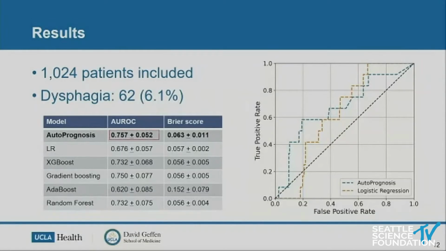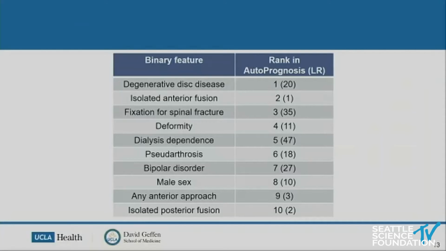Then we were able to find that the area under the curve as well as the Brier score were the best here. And again, there are very stark differences between the AutoPrognosis features that were found to be important and the logistic regression. And so, these are the top 10.